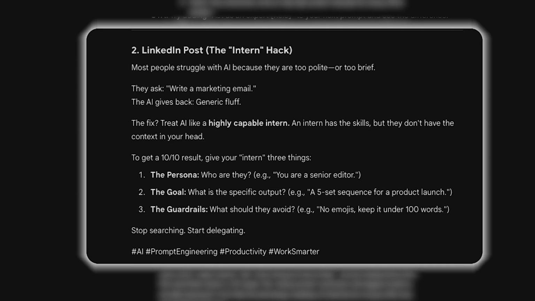Now you have a platform-specific output, so it's describing the AI as your highly capable intern. Short, direct. If you wanted to take the LinkedIn post a little bit further, you could give it a little bit more context. Now let's jump over to the blog intro.